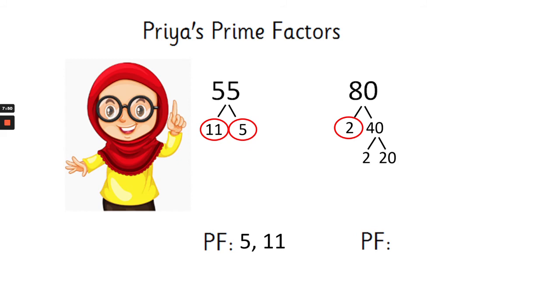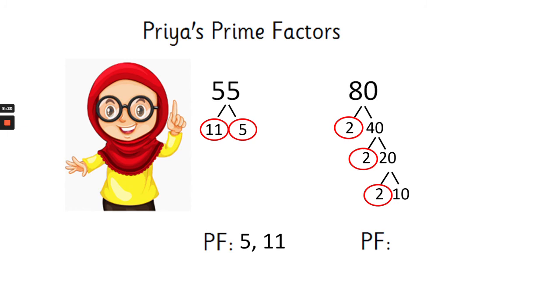I'm going to use 2 again. 2 times 20 is equal to 40. 2 is prime and a factor of 40, but 20 is composite. So I need to work on 20 now. I'm going to use the fact that 2 is still a factor of 20. 2 times 10 is equal to 20, and 2 is a prime factor of 80.